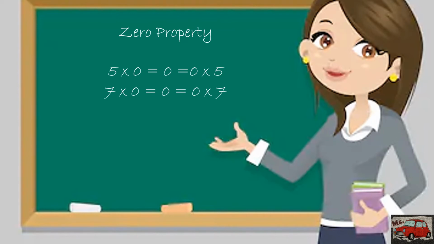Zero property of multiplication. Sinasabi lang na kapag minultiply mo ang isang number sa 0, the answer is always 0, kahit baliktarin mo pa siya. So, example, 5 times 0 is 0. Kahit 0 times 5, it's still 0. 7 times 0 is still 0. 0 times 7, still 0. So, yan yung tinatawag na zero property ng multiplication.